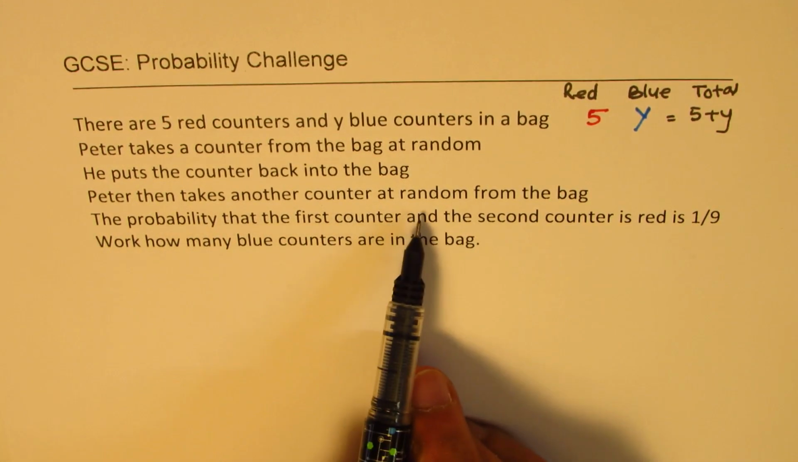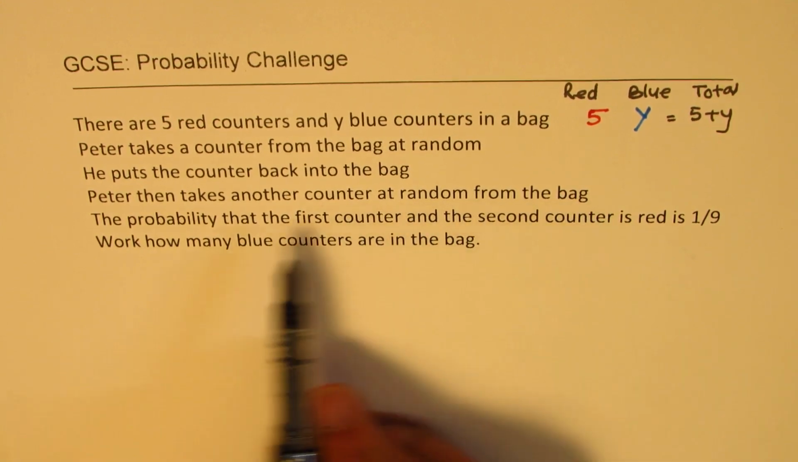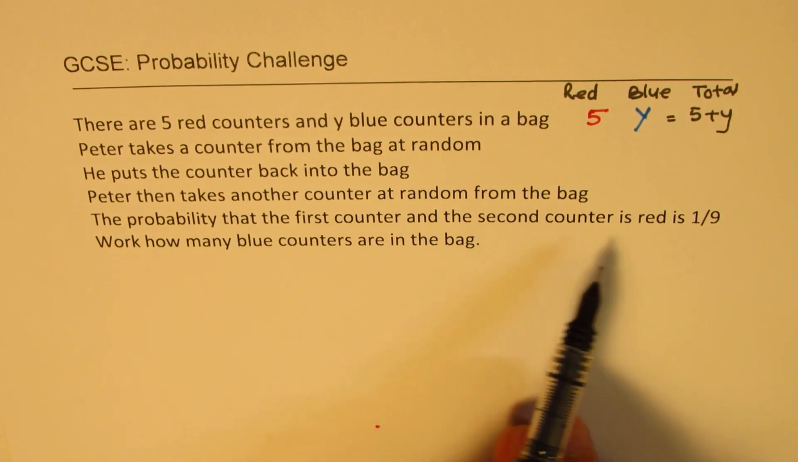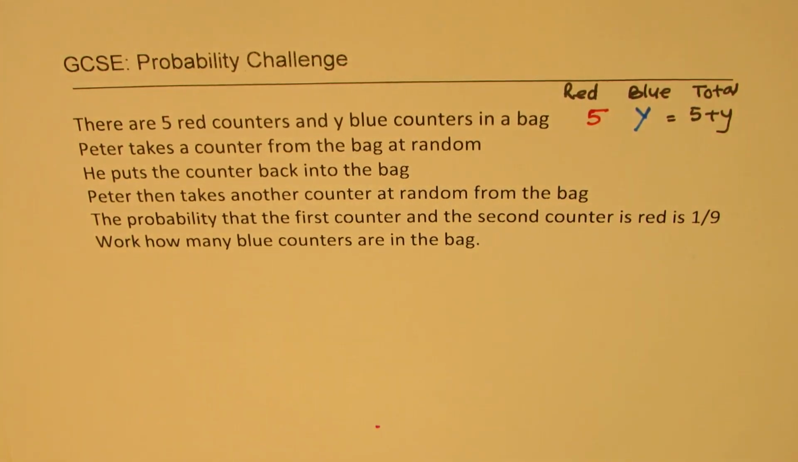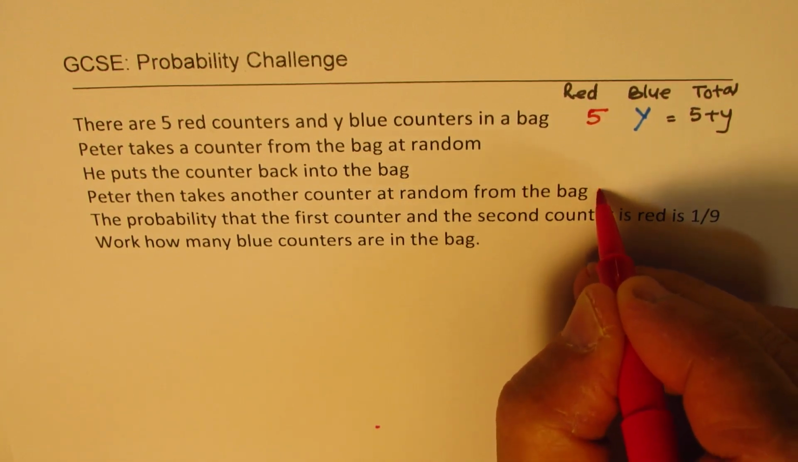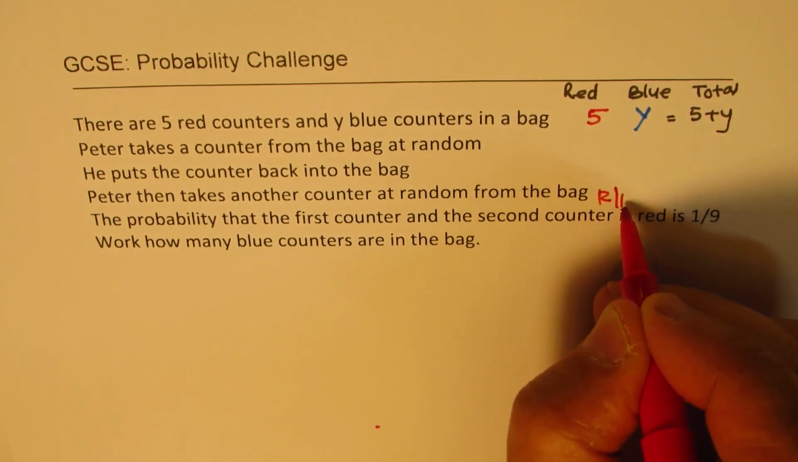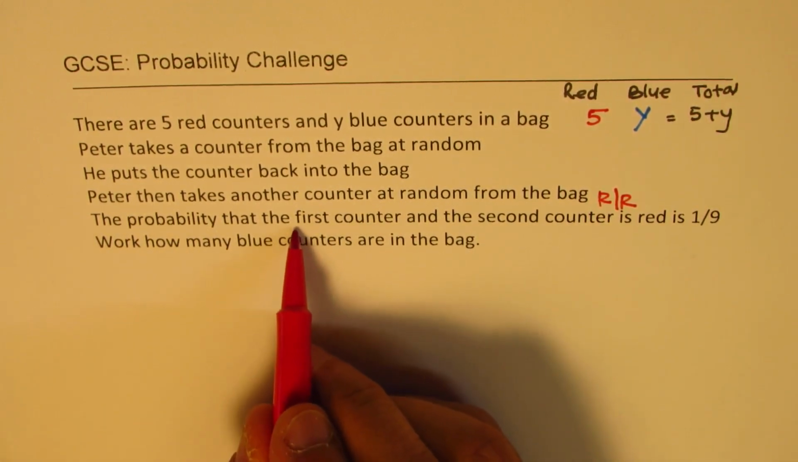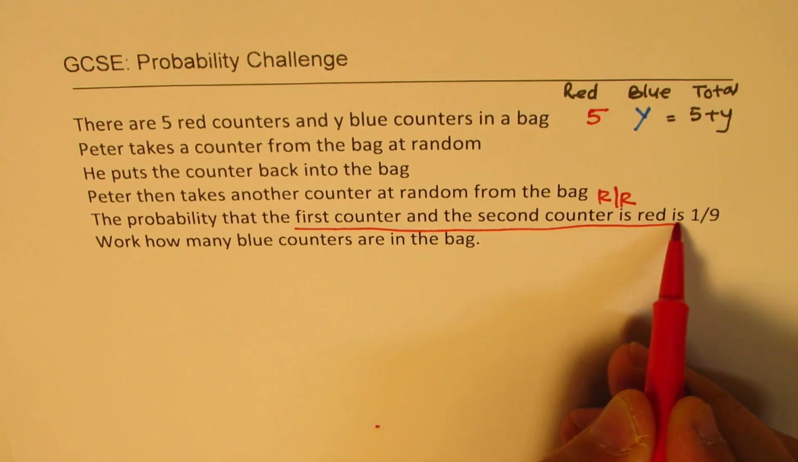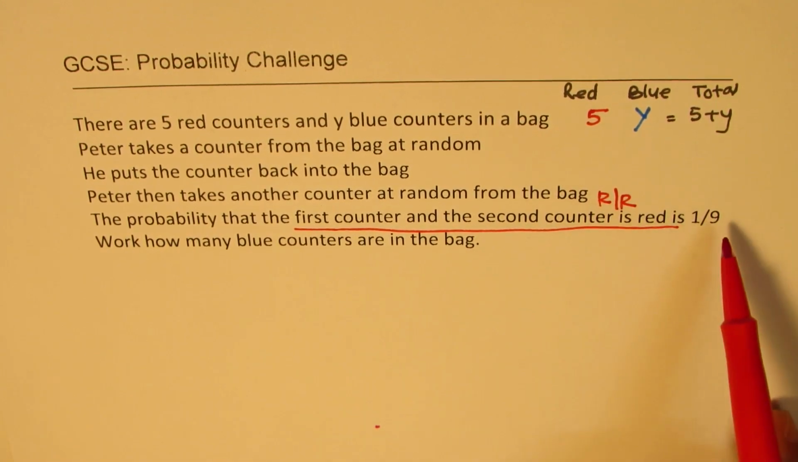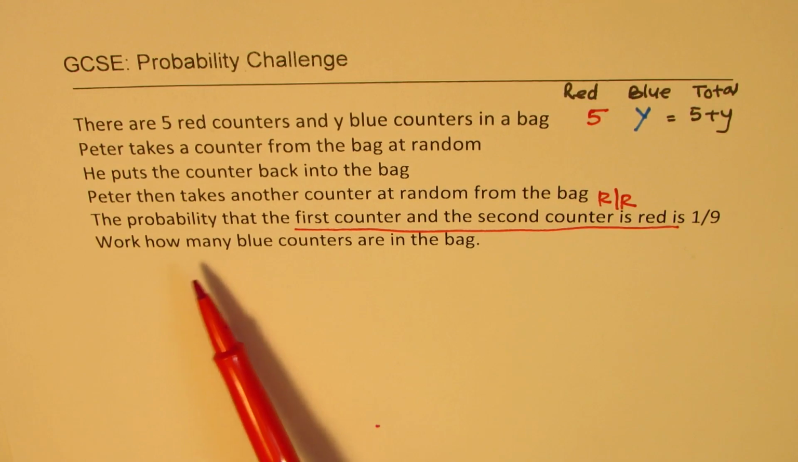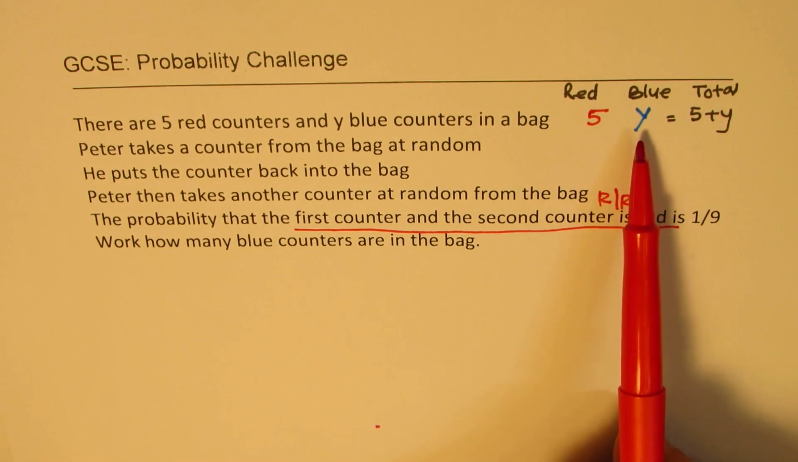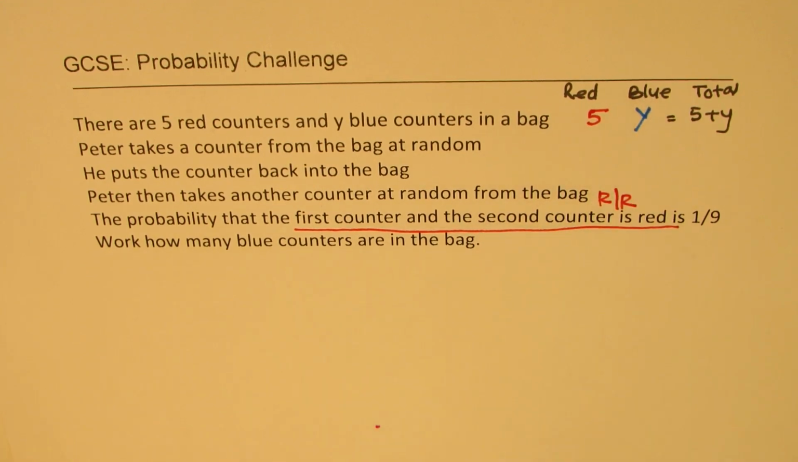Peter then takes another counter at random from the bag. The probability that the first counter and the second counter is red, that means both red. So we're looking for both red. So we're looking for this probability where it is red after red. Do you understand? So when we say the probability that the first counter and the second counter is red, that means red after red, is 1 over 9. Work out how many blue counters there are. We have to find the value of y for blue counters in this particular case.